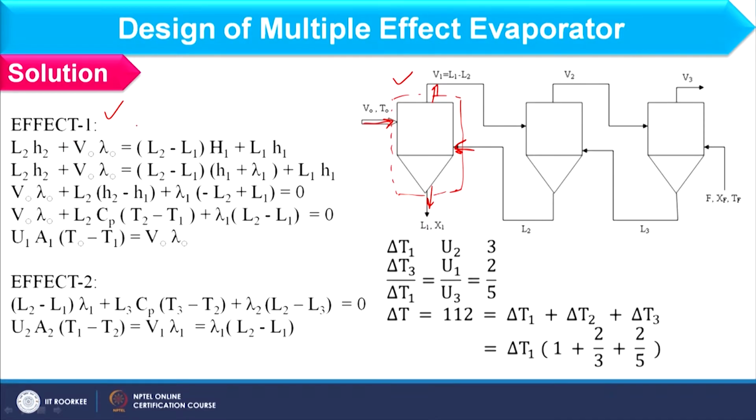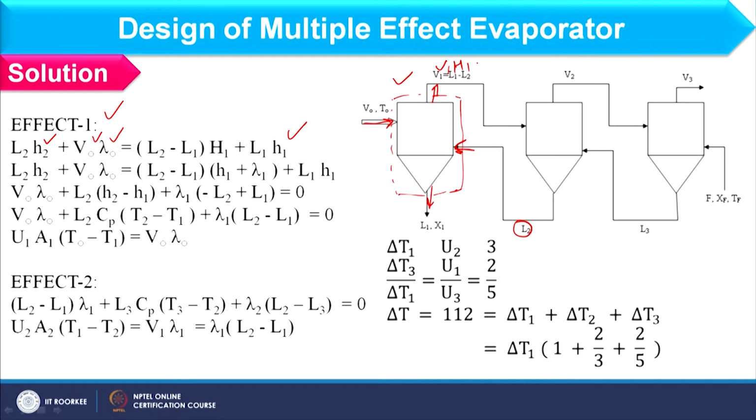So, if we focus on the enthalpy balance, first of all we consider whatever streams are entering into this first effect. So, I am having L2. L2 contains enthalpy H2, that is the enthalpy of the liquid, right. And next is V naught which is entering. V naught will transfer lambda naught heat to the system, and that will be equal to V1 capital H1, right.